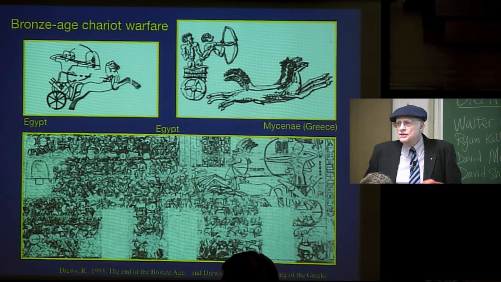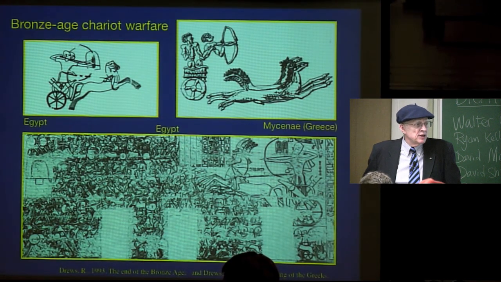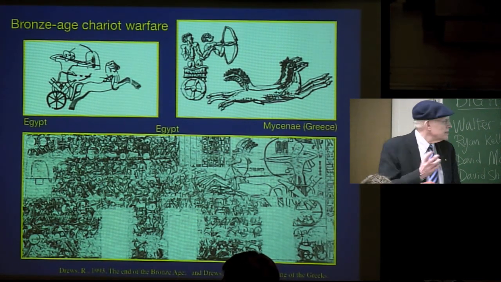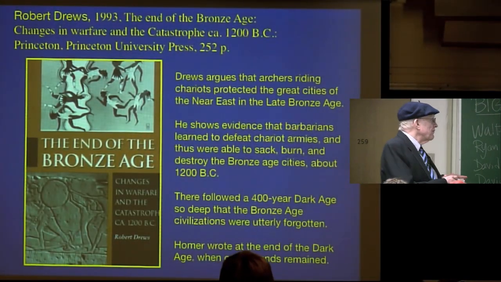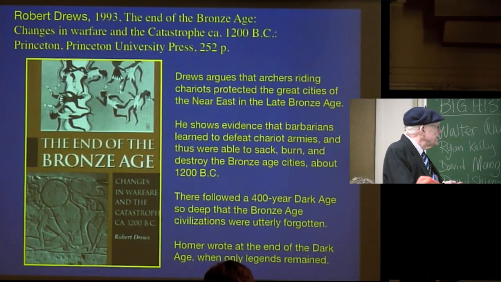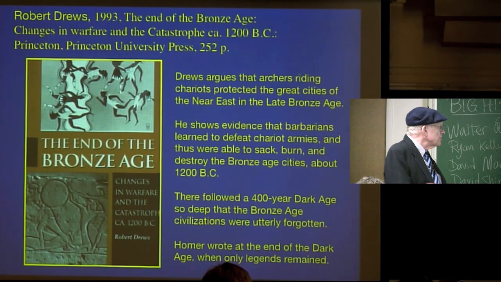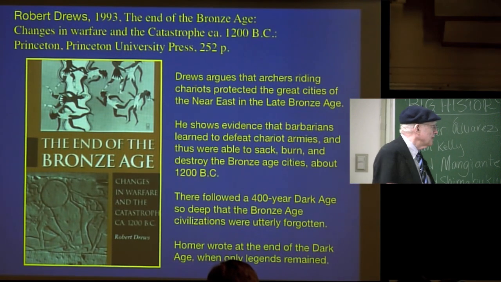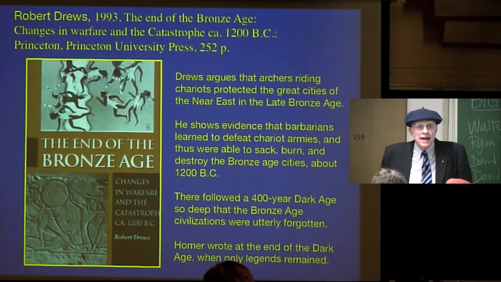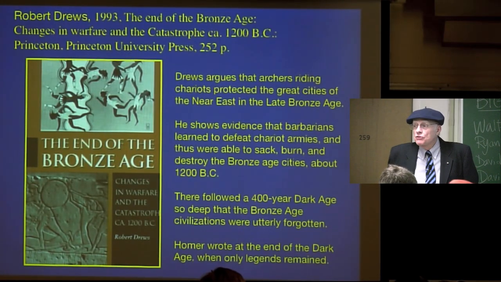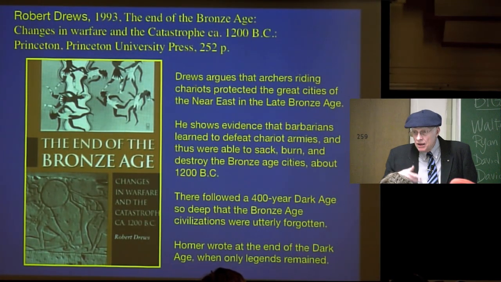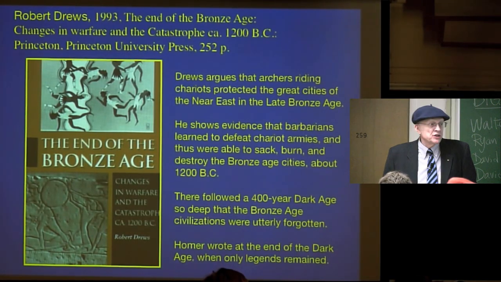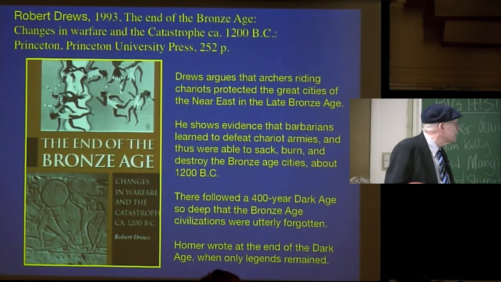Dozens and dozens of great cities in Turkey and the Aegean and the Middle East succumbed to this. That's his suggestion. And it was so effective that there followed this 400-year dark age that was so deep that these Bronze Age civilizations were utterly forgotten. And then Homer is writing maybe around 800, something like that, 400 years later, and the only thing that's left to recall these civilizations is legends that have come down through time by voice, which Homer then incorporated into his great poems.